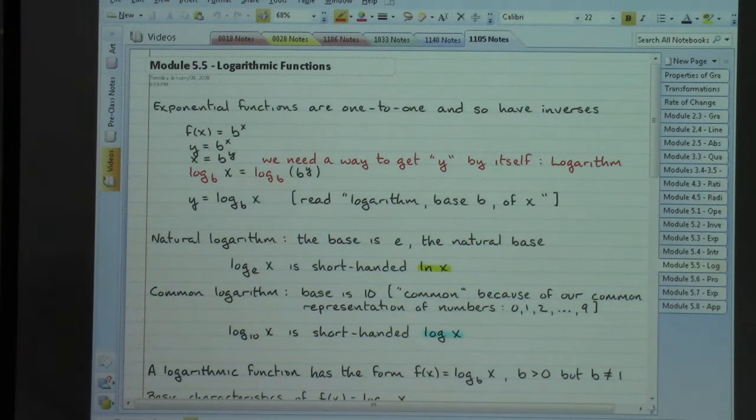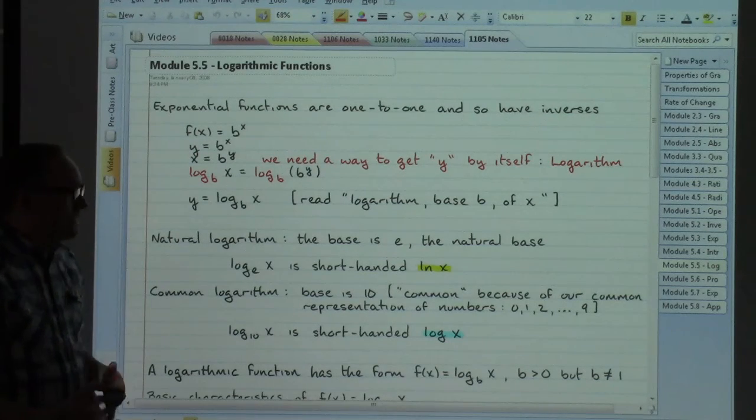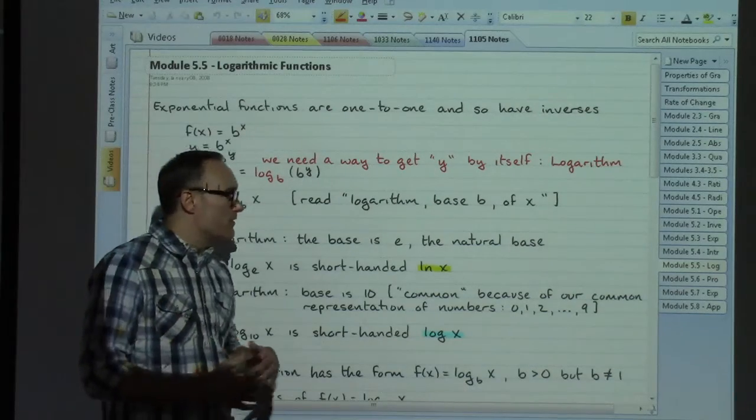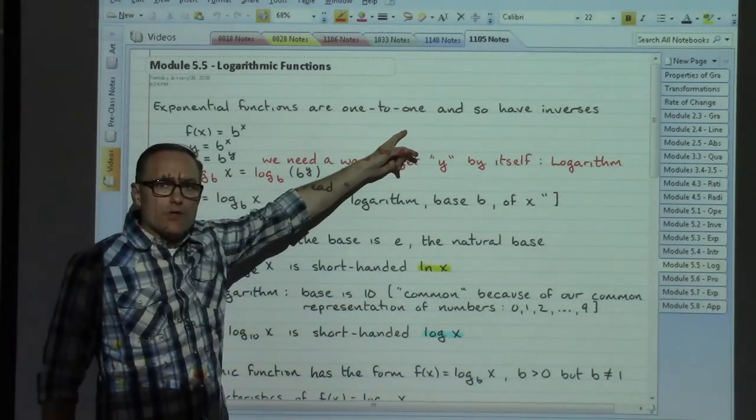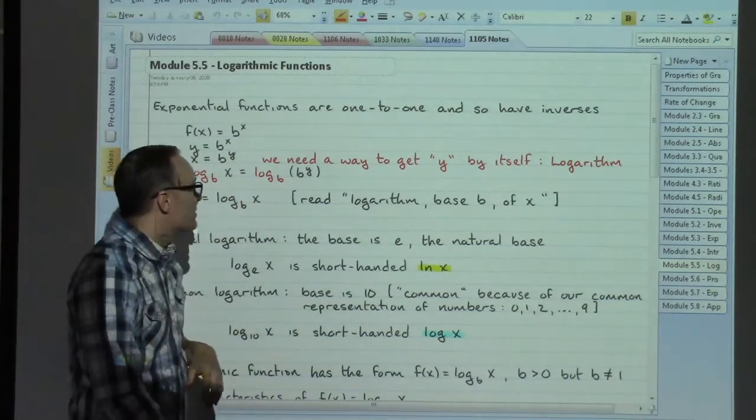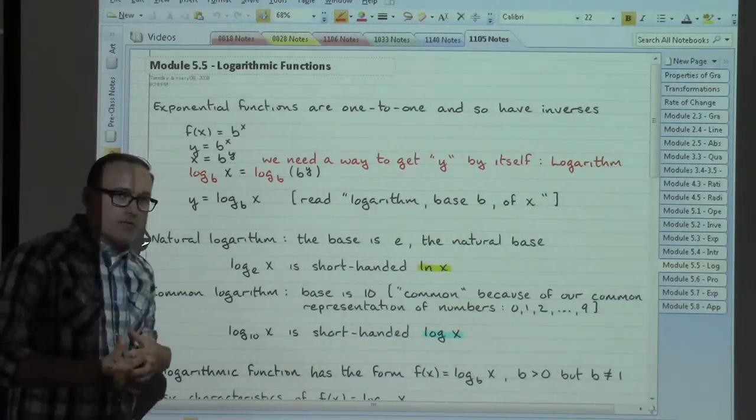So now we're finally ready to talk about logarithmic functions. We take a look at those exponential functions, think back to those graphs that we've got. We've got both versions of those that would end up being 1-to-1, therefore both versions would end up having inverses. We don't necessarily need at the moment to split them up.